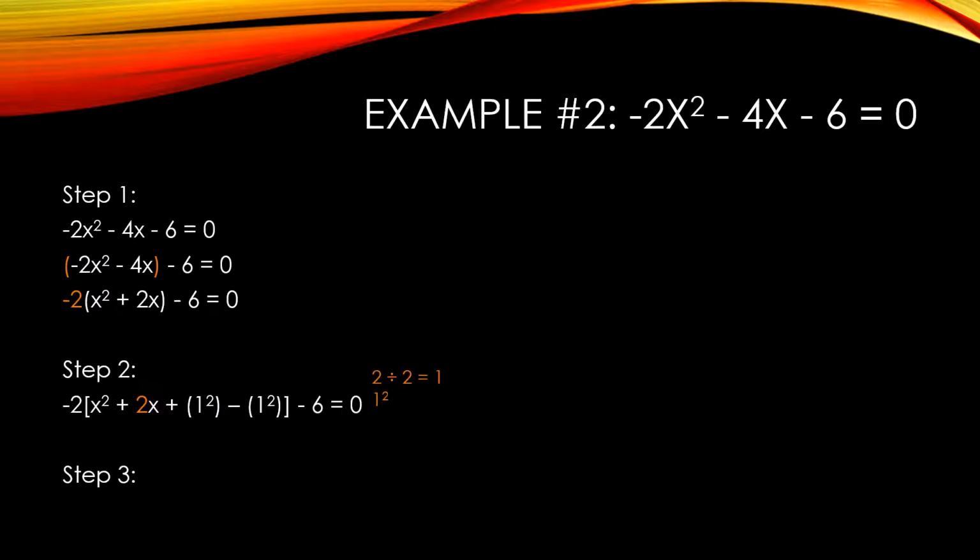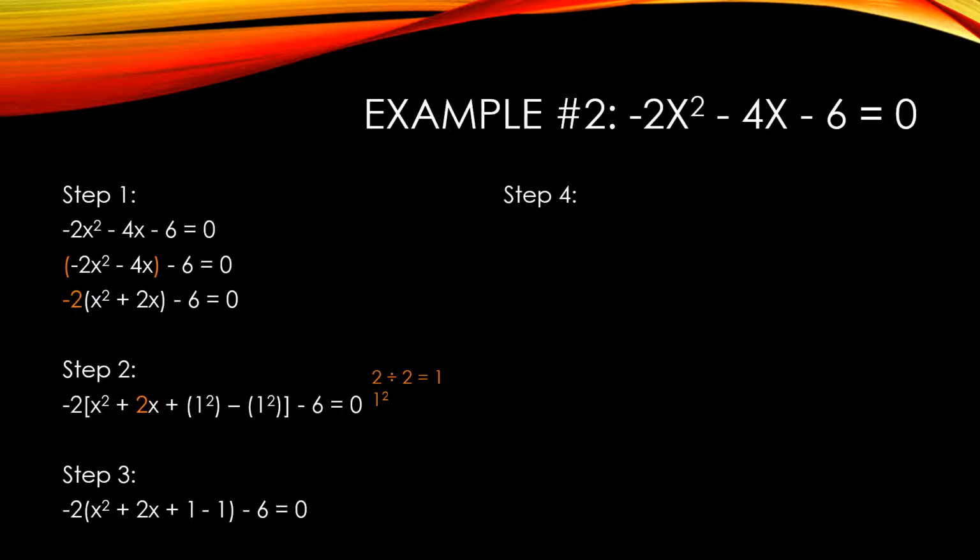Step number 3, we are evaluating for our exponent, which is 1 squared. So we're just going to rewrite our bracket as negative 2 bracket x squared plus 2x plus 1 minus 1, close bracket, minus 6 equals 0. Step number 4, get rid of the negative vibes.